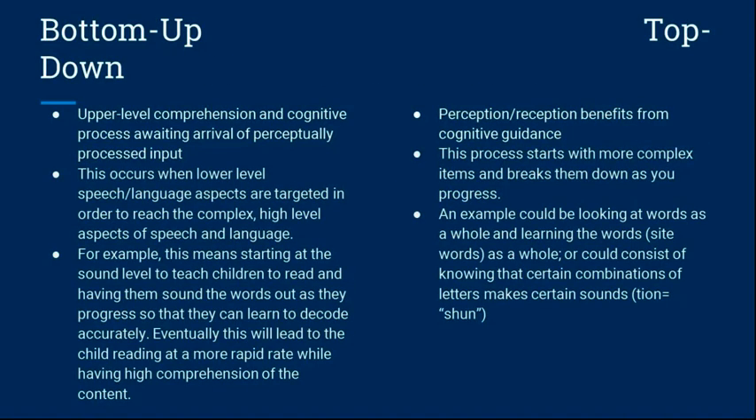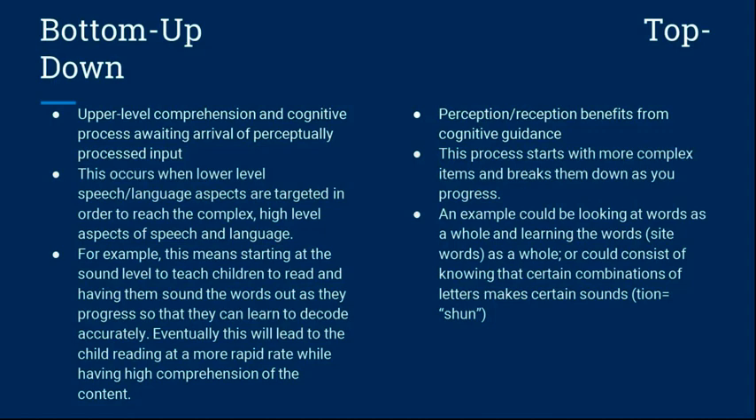Language can also be bottom-up or top-down. Bottom-up occurs when lower-level speech and language aspects are targeted in order to reach the complex, high-level aspects of speech and language. For example, this means starting at the sound level to teach children to read and having them sound the words out as they progress so that they can learn to decode accurately. Eventually, this will lead to the child reading at a more rapid rate while having high comprehension of the content.